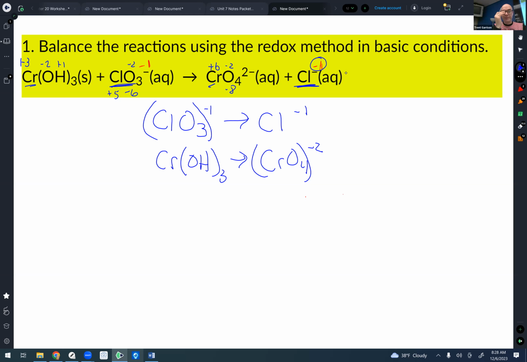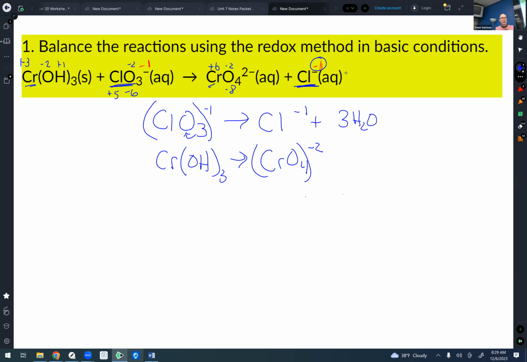All right. Next step. Step 3, did I say? 4. I don't remember where we're at. We got to balance the oxygens. That means I have to add oxygens. Notice there are 3 oxygens. Some of you just put 1 water down here. We got to put 3 waters because I have 3 oxygens.